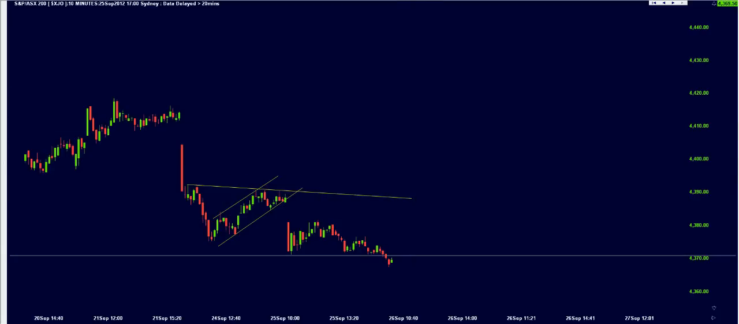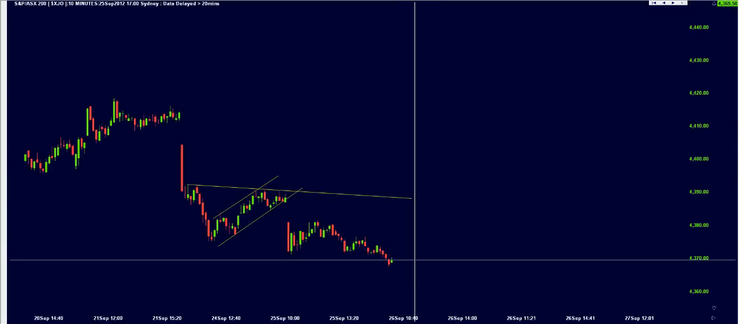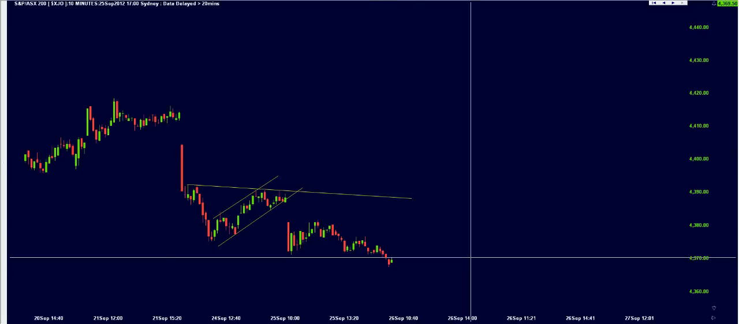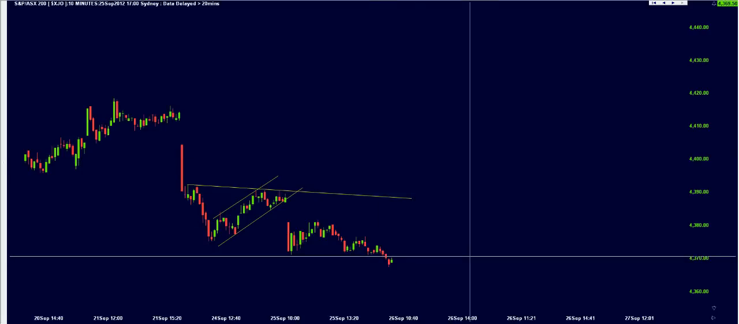There's nothing really here to state that we're in any form of channel at the moment, but I will be keeping my eye on the short-term moves that we do have. So let's take a look now at the S&P 500.